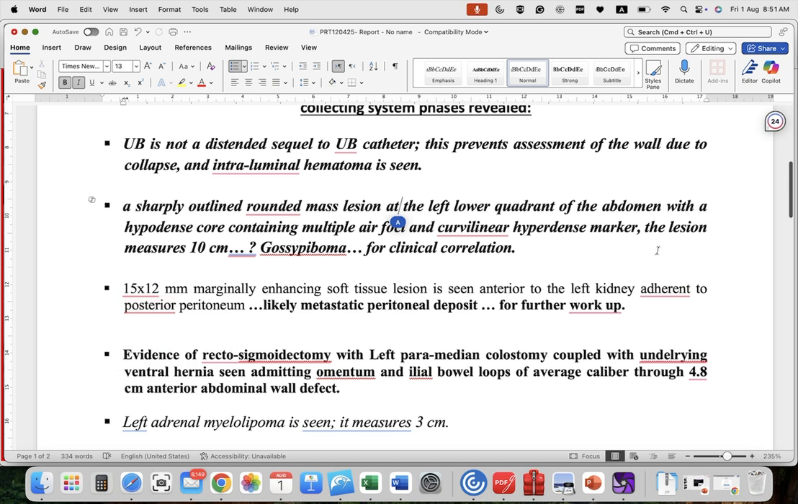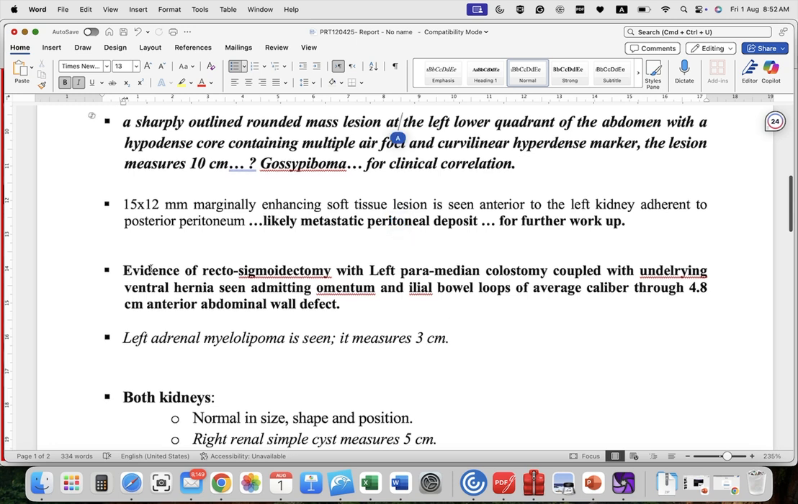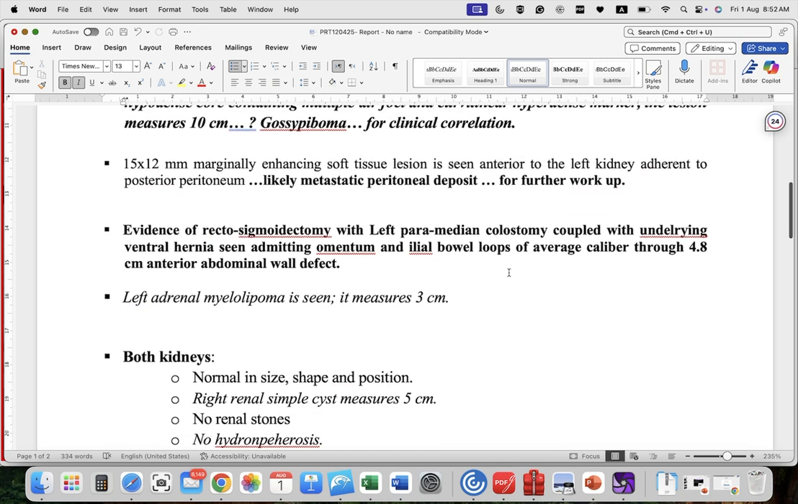You will write the rest of the findings, size of the enhancing nodule, mostly it is a metastatic peritoneal deposit. Also we will describe the rectosigmoidectomy and left paramedian colostomy.